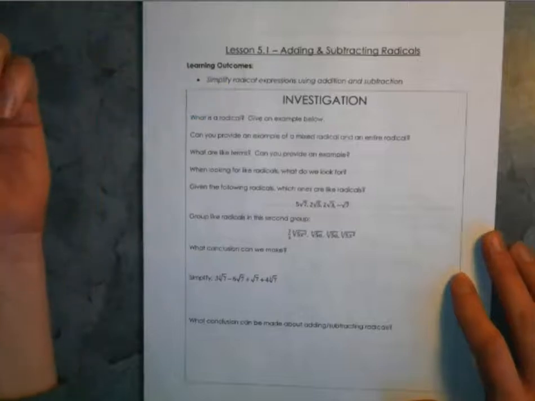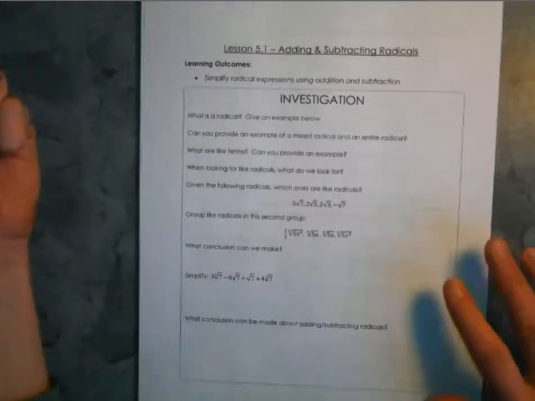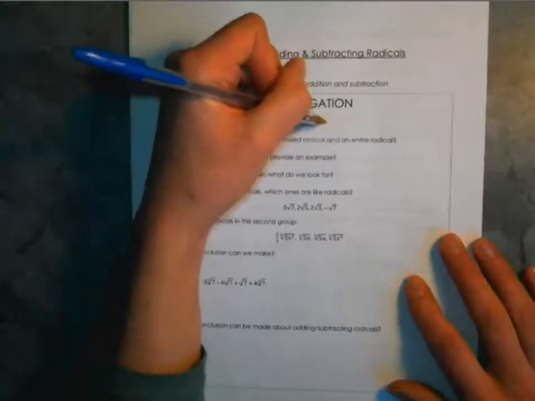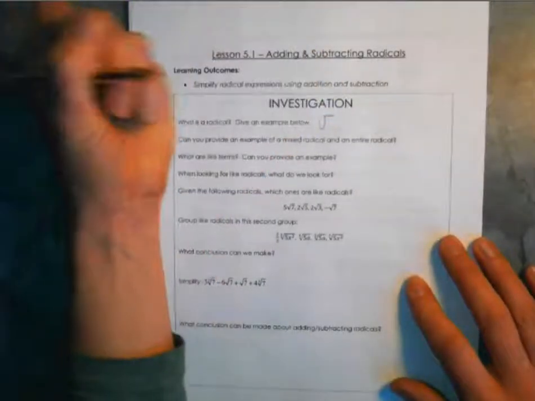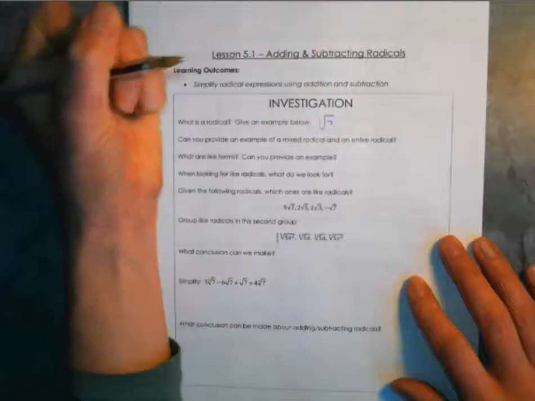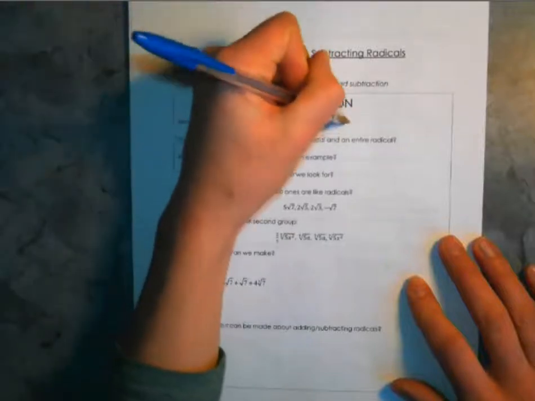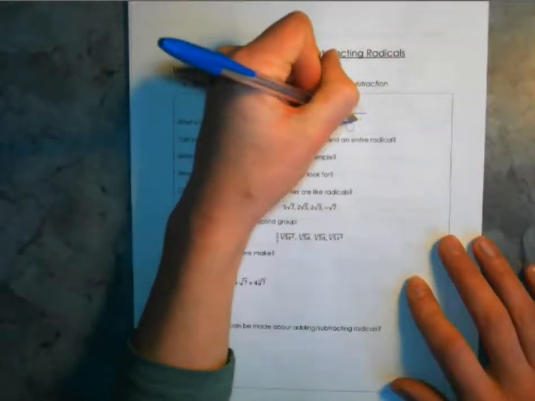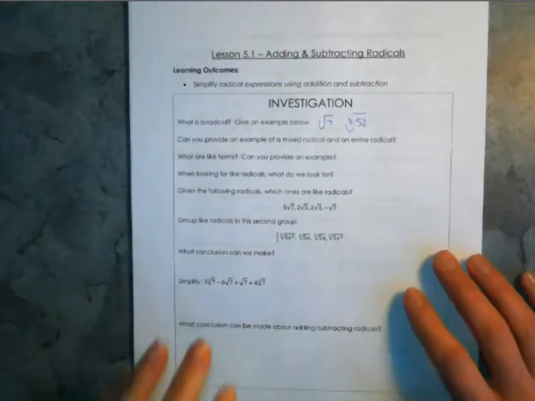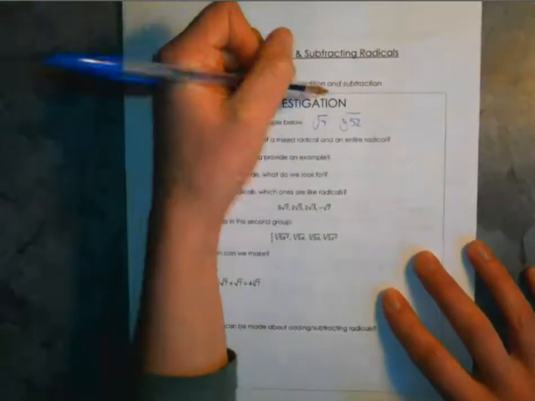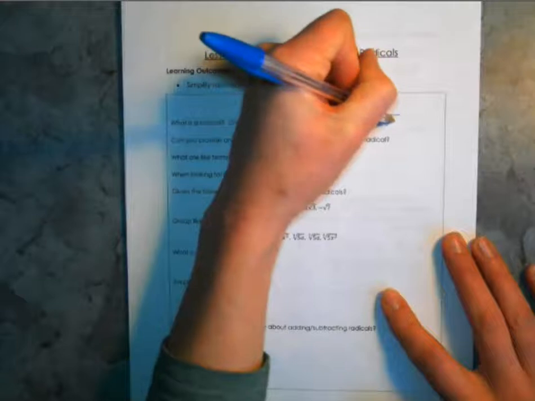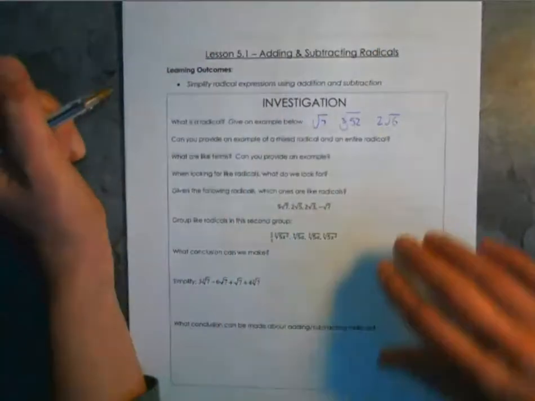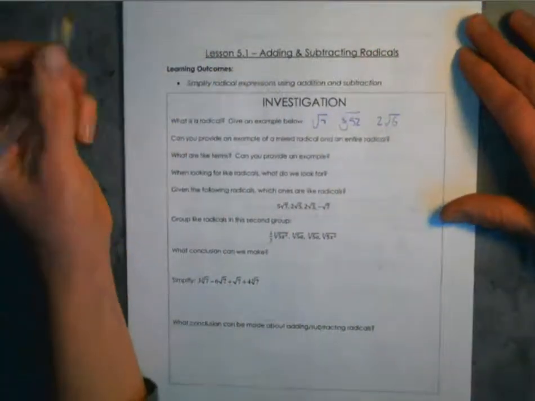I'll give an example below. A radical is basically anything where we have a root operation being done to a number. So it could be the square root of 7, or it could be the cube root of 52. I'm just making up totally random numbers. Remember, we can also have mixed, so you could have 2 root 6, for example. Any one of those would be considered radicals.